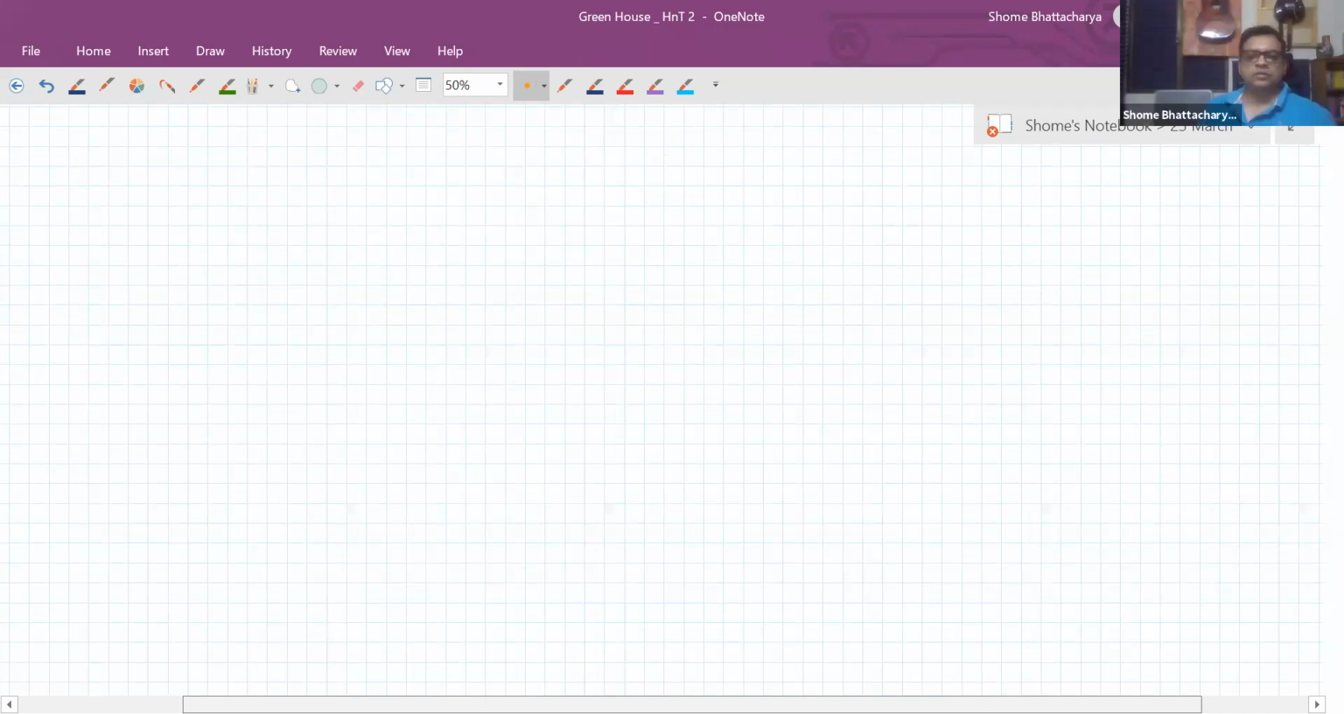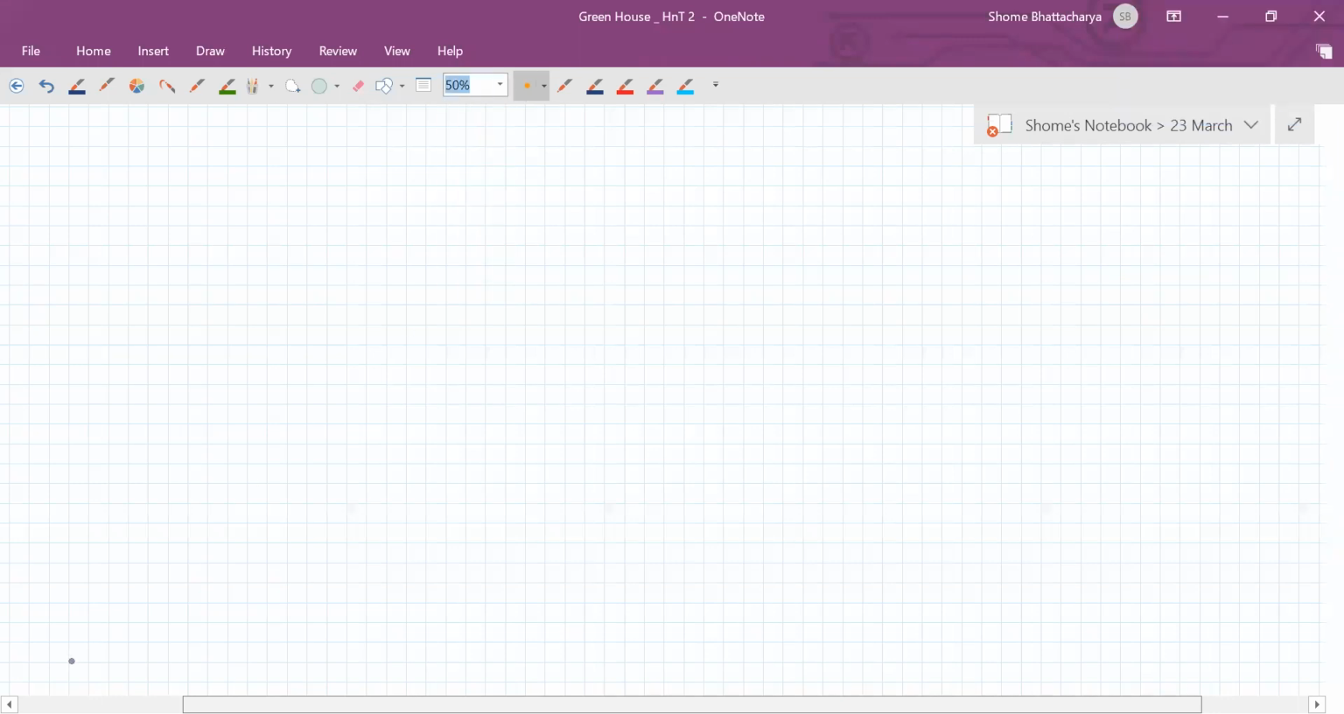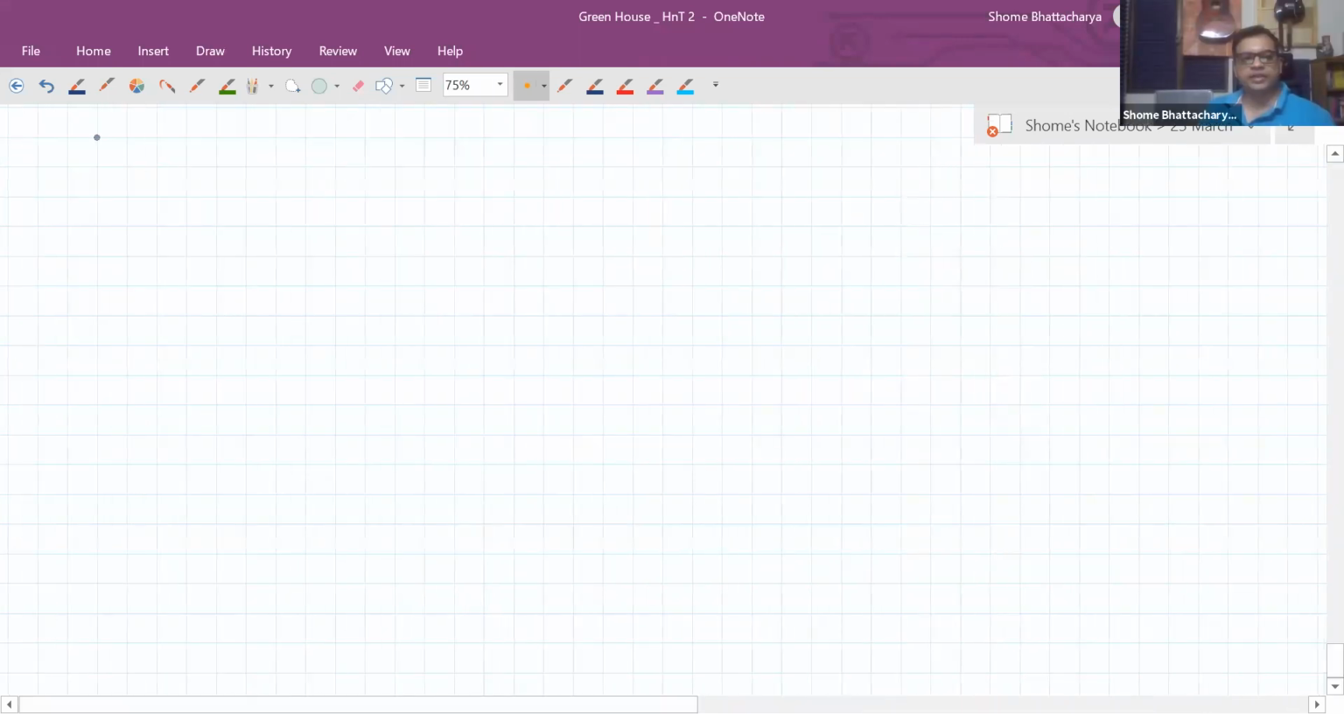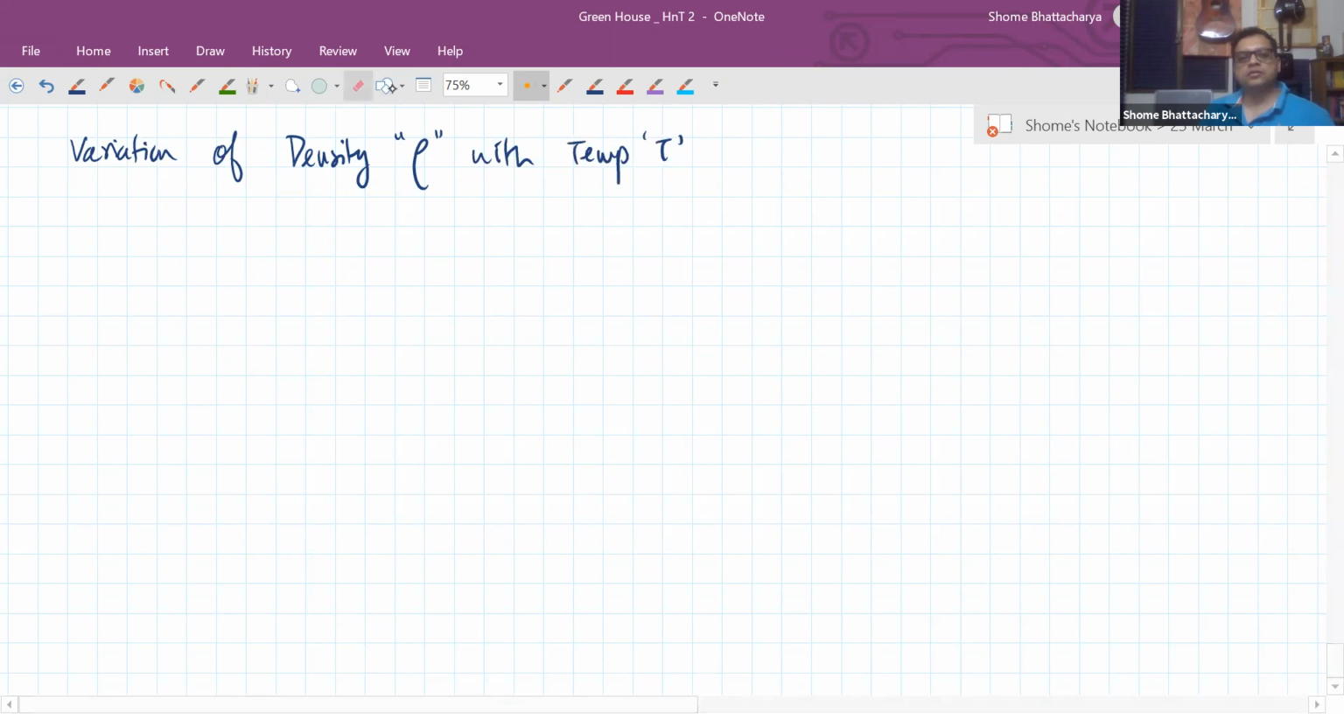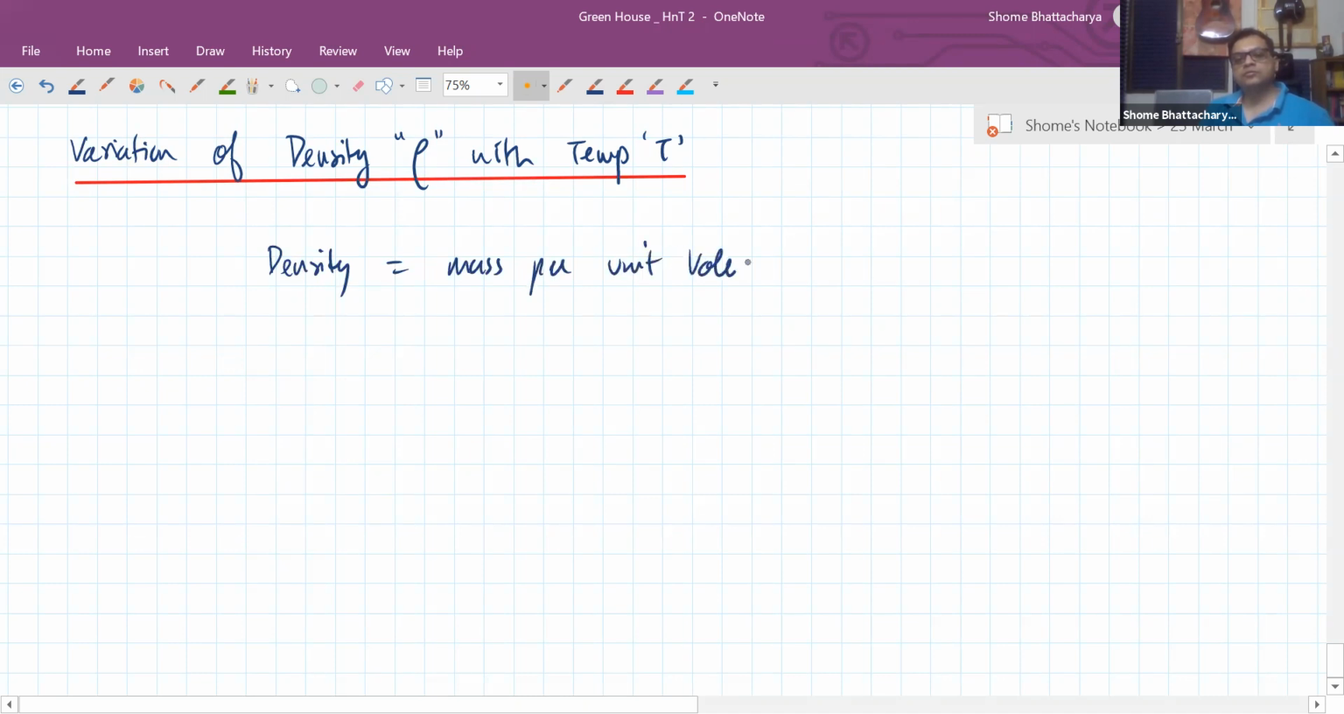Okay. So now the final consequence of this volume expansion, we'll see density of a material varies with temperature, whereas mass does not. Okay. So variation of density, which we will denote with the symbol rho, with temperature. We'll just use a simple relation that density equals mass per unit volume. Okay. So density is mass upon volume.